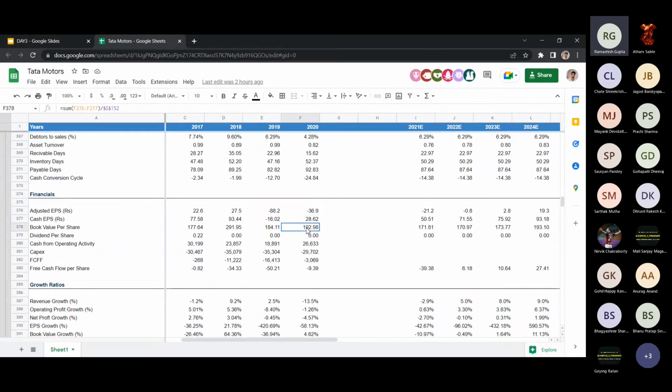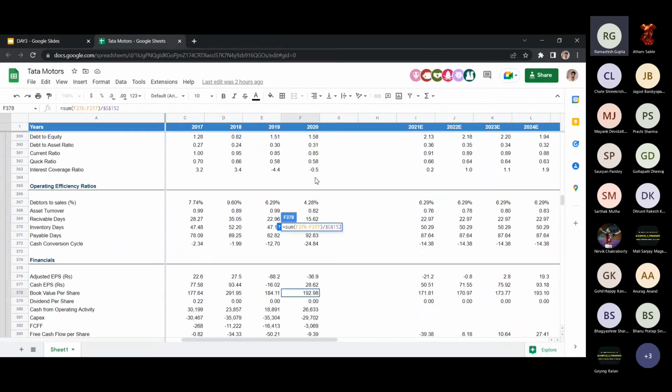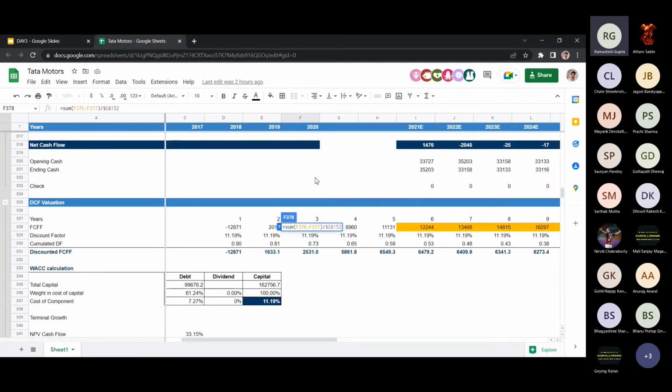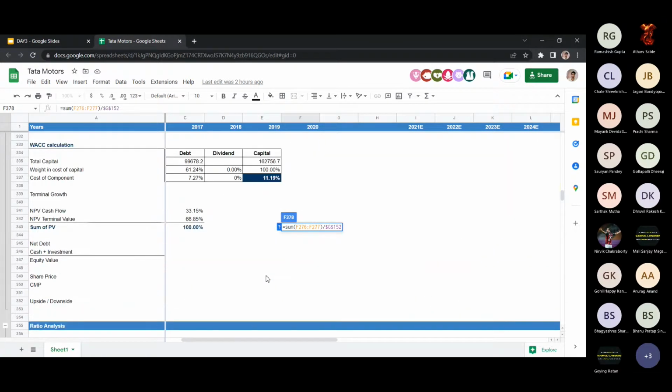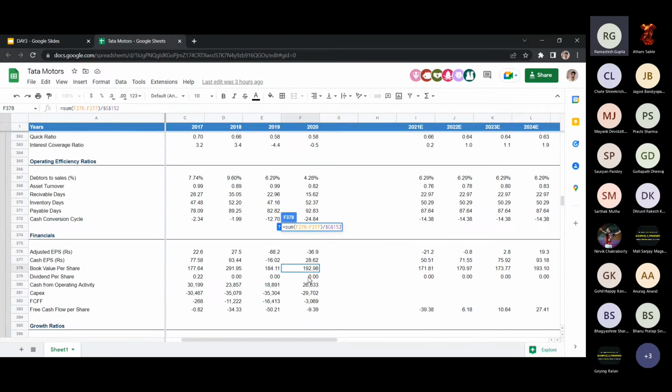Next is book value per share. For calculating the book value, we will just add the total share capital and total reserve and surplus, and we will divide it by the number of shares that are currently in the market. And next up is dividend. Tata Motors currently is not paying any dividends till 2020, so it's zero.